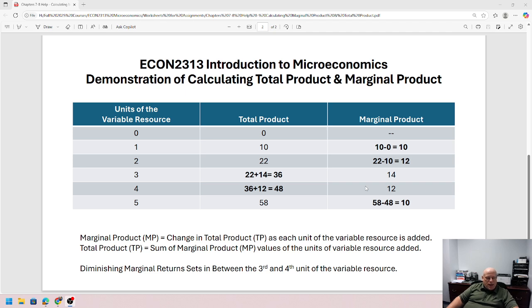Once you get the table completed, you can just copy and paste it into your assignment. And then, of course, you'll have to write at the bottom below the table, where diminishing marginal return sets in, because that's another question there that you'll have to include as part of your assignment.